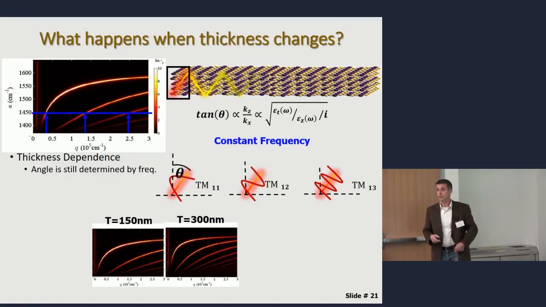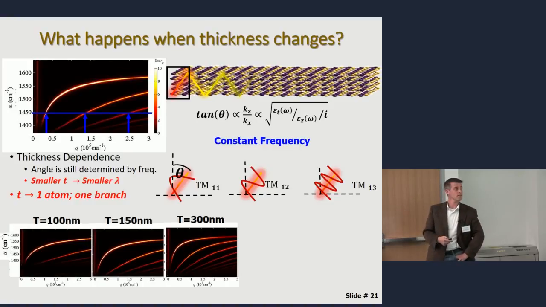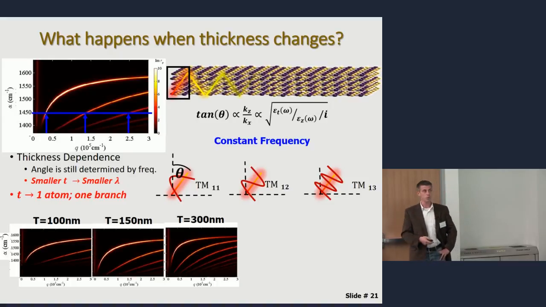So you can arbitrarily continue this process, right? Go to 100 nanometers or take this down to the 1 atom limit. Of course, as you get to a single monolayer, you're only going to have a single branch. There is no volume modes anymore. This is all surface. However, this is just going to keep tracking down and approaching that of the TO phonon, right? And giving you higher and higher confinement all the way.